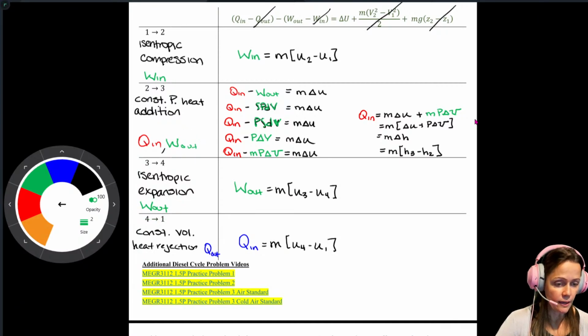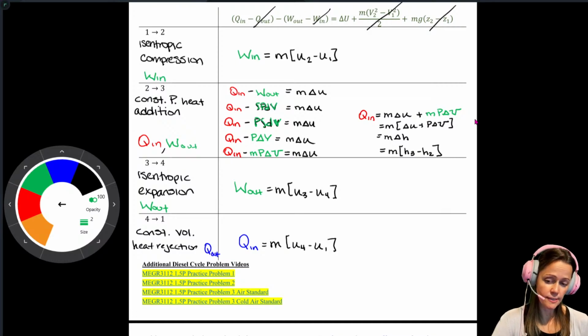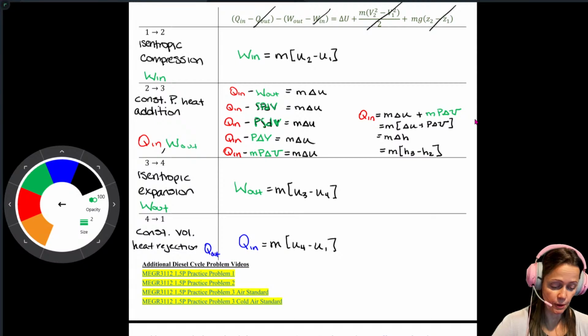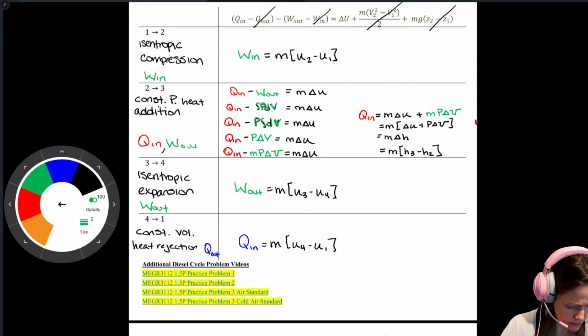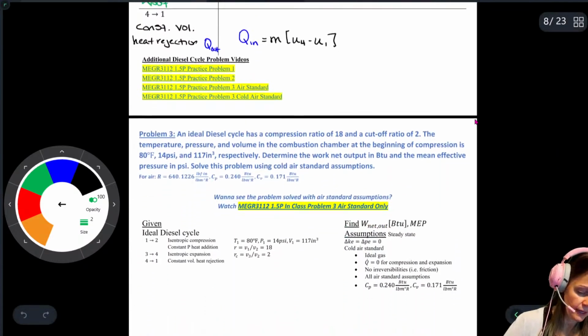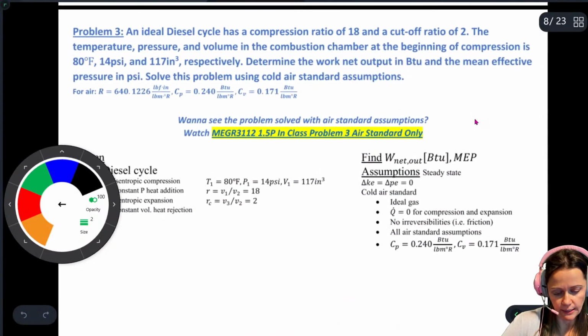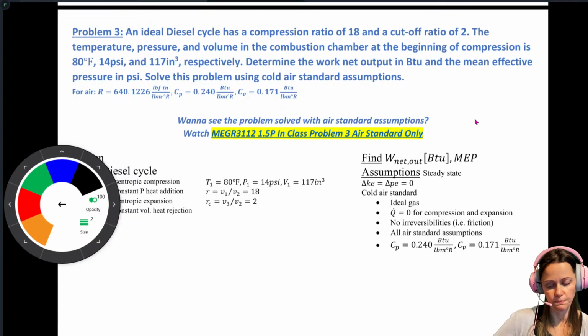Okay, so we got about, what is it, 15. Yeah, so we got 5-6 minutes left. There are some additional practice problems if you need some extra practice. But we're going to go ahead and solve this here together.